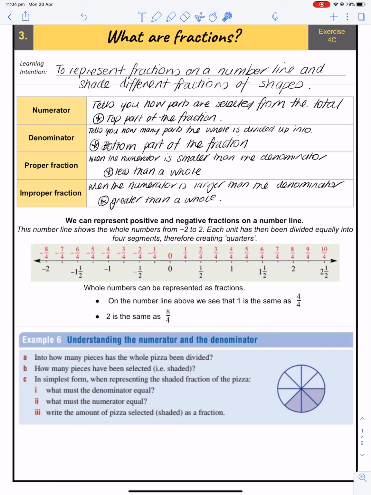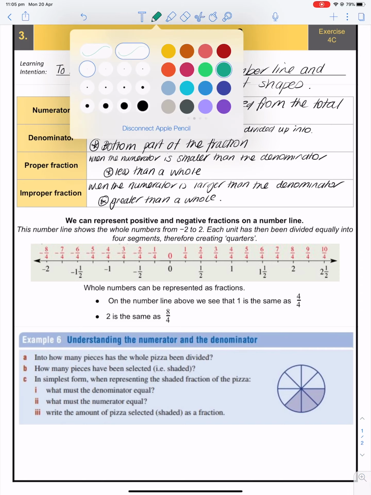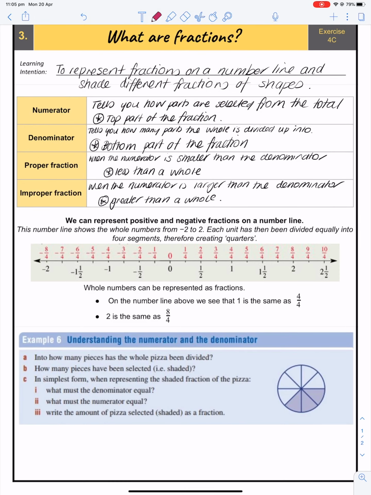So before we start having a look at some examples, there are some key terms that are important to understand before we start. So a numerator is the top part of the fraction. Okay, so if I have, for example, my fraction I'm going to refer to when I'm explaining all of these terms is going to be 1 over 4. Okay, so the numerator is the top part of the fraction, so the 1.